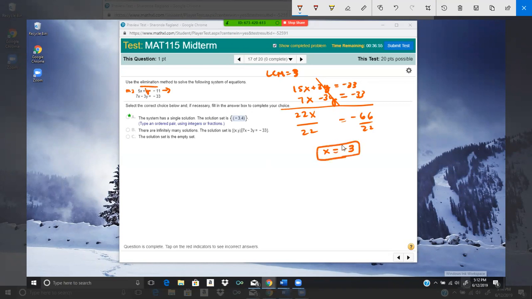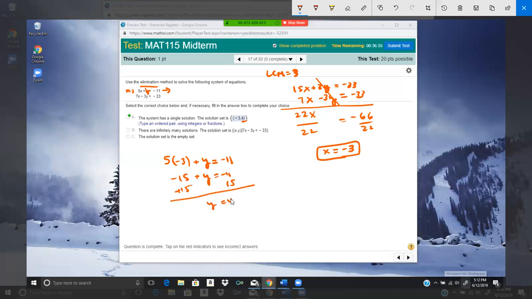Okay. And so once we have a value for x, then you can plug it back into either original equation to find the value of y, which should come out to be 4. So you plug it in. So 5 times -3 plus y is equal to -11. So -15 plus y is equal to -11. And then add 15.